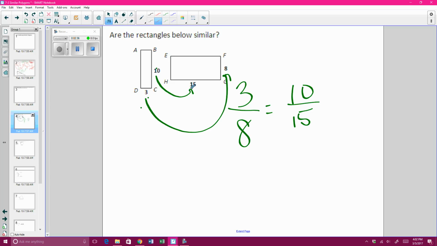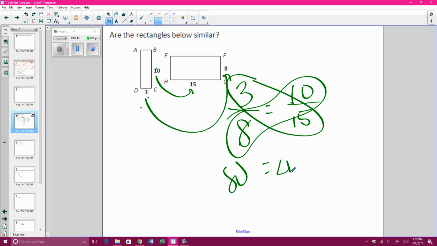From the last section, we learned that if you want to test out proportionality, you can either cross multiply, or you could also simplify these. I find that cross multiplying is most of the time easier because I can do it very quickly. 8 times 10 is 80, and 3 times 15 is 45. And since they are not equal to each other, then these are not similar.